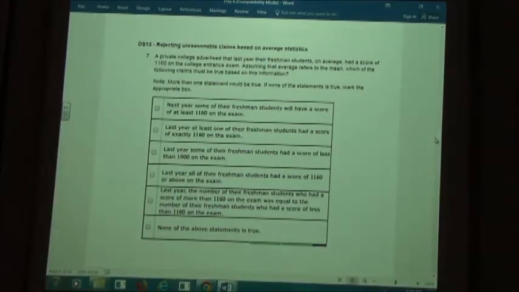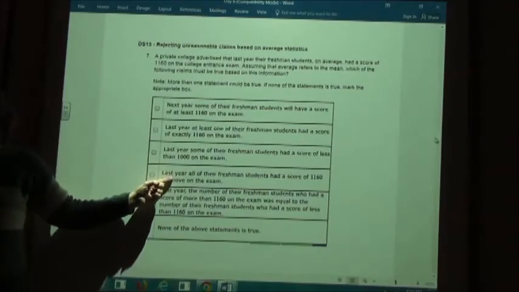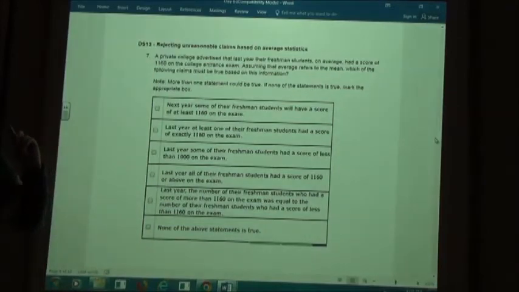Last year, all of the freshman students had a score of 1,160 or above. If I know my average was 1,160, did everybody have that score or above? No, somebody had to have less than that for the average to turn out to that, right? So nope, that one's not true either. They give us all not trues, by the way, on this one.